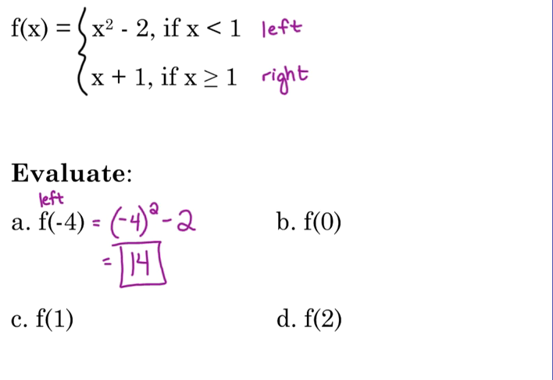Okay, B, f of 0. Is 0 less than 1 or greater than 1? Less than. So this also goes into the left. So we've got 0 squared minus 2. Well, that is negative 2.